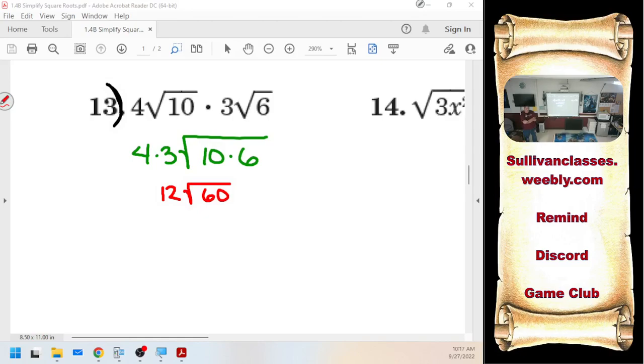So can I break down 60? Does anyone know a perfect square that goes into 60? 6 isn't a perfect square. 20 isn't a perfect square. Okay, so if we don't know off the top of our head, we're stuck.